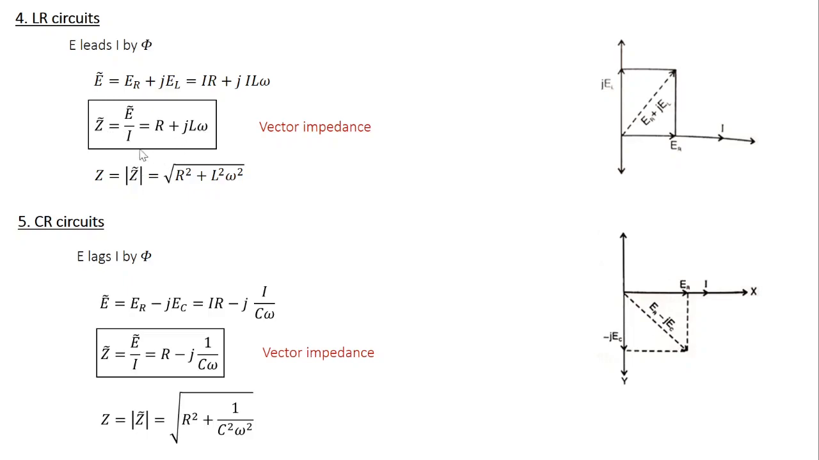Now what is the magnitude of this complex vector? This is nothing but square root of R square plus L square omega square. So in an LR circuit, when you make a measurement, this is the value you are going to get.